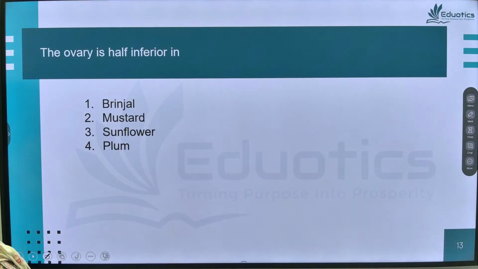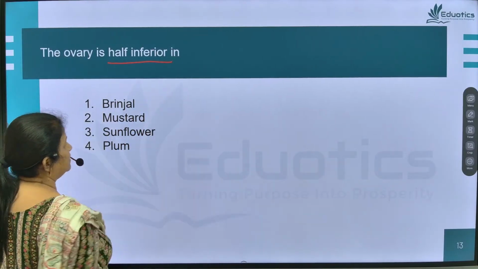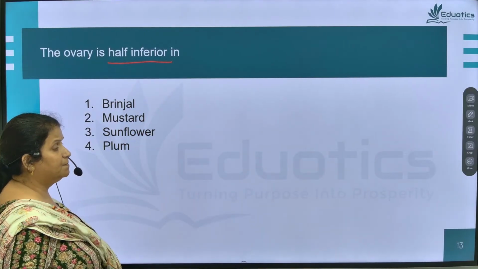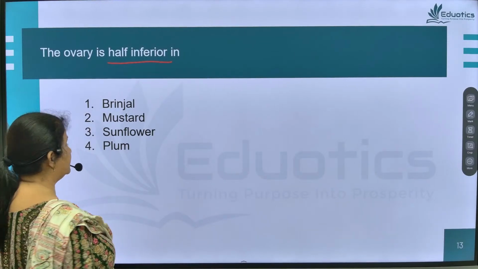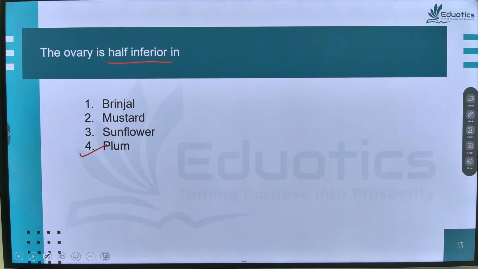The ovary is half inferior in. Three examples for the half inferior ovary are given in the NCERT: plum, peach, rose. So here the answer will be plum. The flower with the half inferior ovary is known as a perigynous flower.